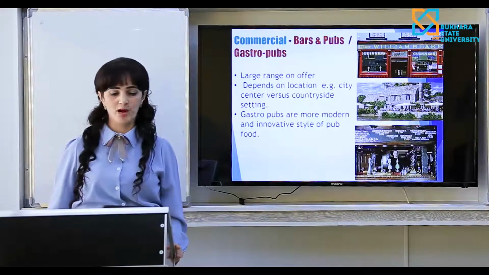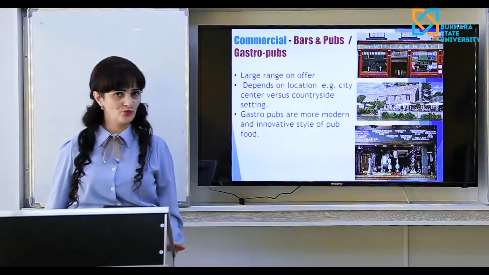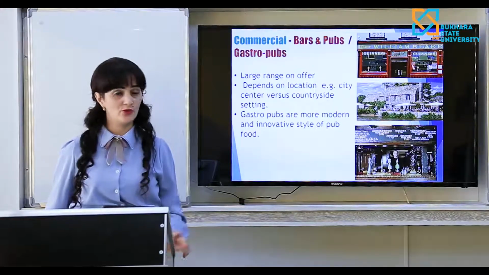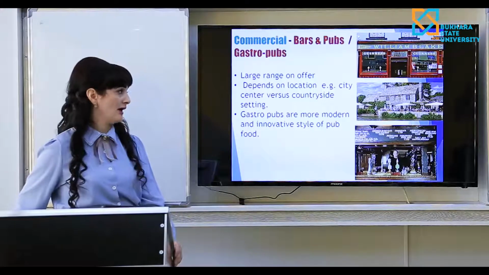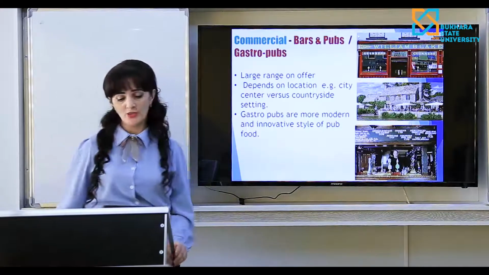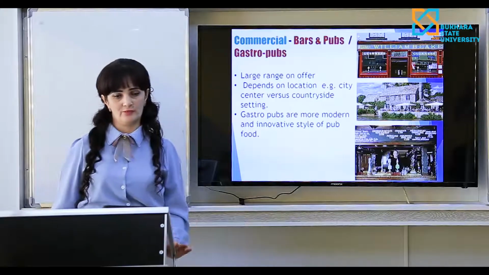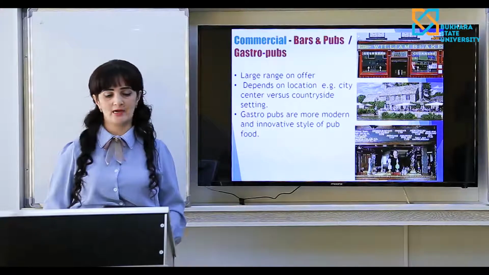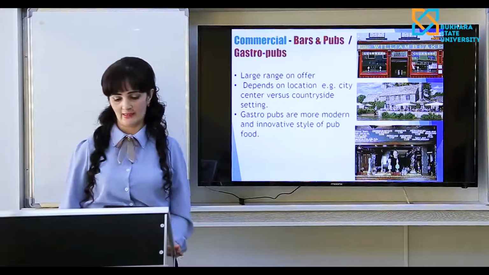So what about bars and pubs? I don't want to talk about bars and pubs. What about gastropubs? Gastropubs are a modern and innovative style of pub food. These kinds of pubs are built in a modern style.